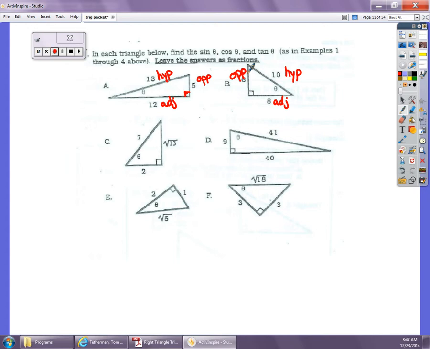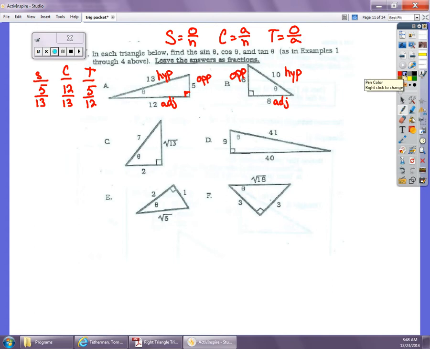So to figure out our sine, alright, opposite over hypotenuse, opposite is 5, hypotenuse is 13. Cosine, adjacent over hypotenuse, adjacent is 12, hypotenuse is 13. And the tangent is opposite, which is 5, over adjacent, which is 12. So that's how we get all of our values. The key thing here is you need to remember sine, opposite over hypotenuse, cosine, adjacent over hypotenuse, tangent, opposite over adjacent. So all I'm doing is just filling in all of my numbers.